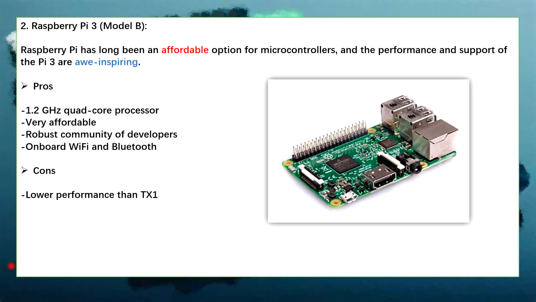Raspberry Pi 3 Model B. Raspberry Pi has long been an affordable option for microcontrollers, and the performance and support of the Pi 3 are awe-inspiring. Pros: 1.2 GHz quad-core processor, very affordable, robust community of developers, onboard Wi-Fi and Bluetooth. Cons: lower performance than TX1.